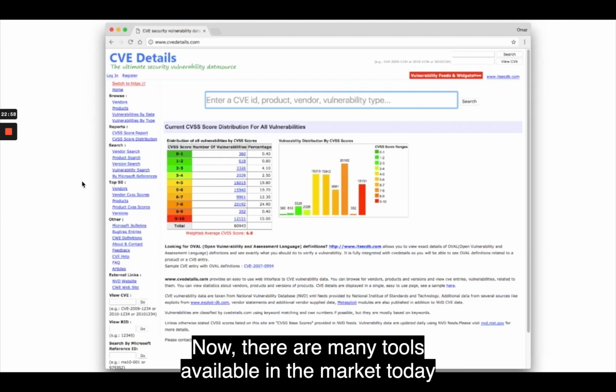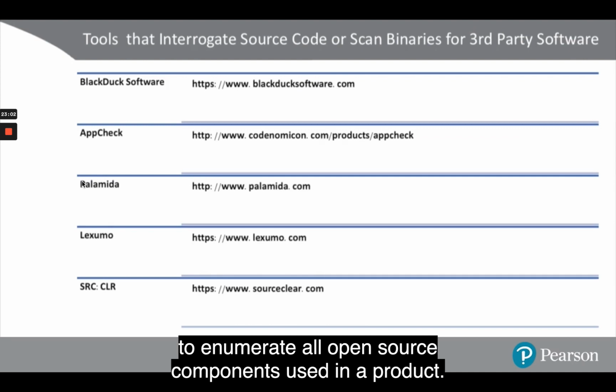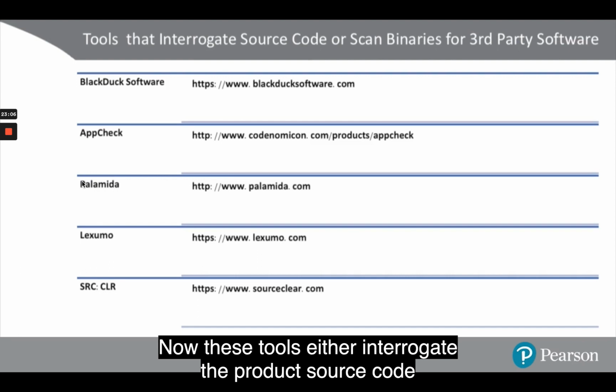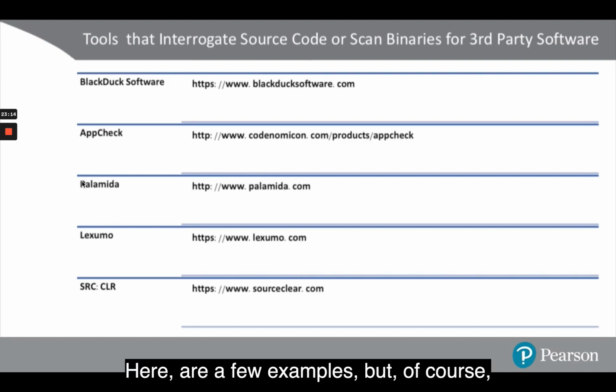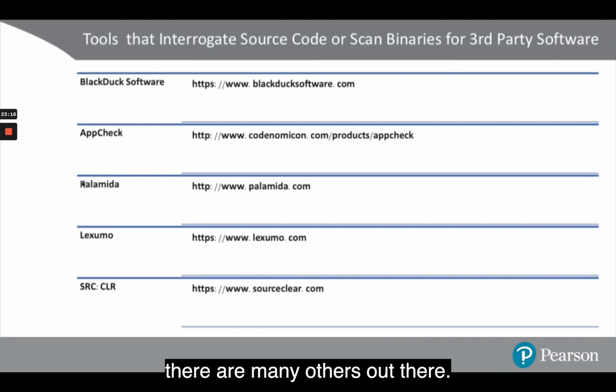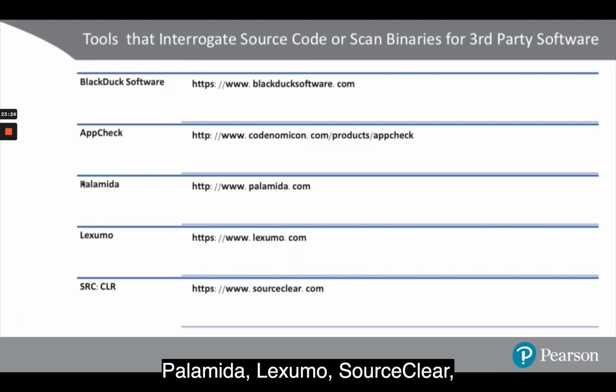Now, there are many tools available in the market today to enumerate all open source components used in a product. These tools either interrogate the product source code or scan binaries for the presence of third-party software, right? Here are a few examples, but of course there are many others out there. The first one is Black Duck. There's also AppCheck from Cornomicon, Palamida, Lexomo, SourceClear, and again, the list goes on and on.